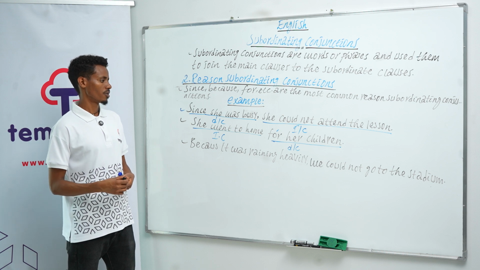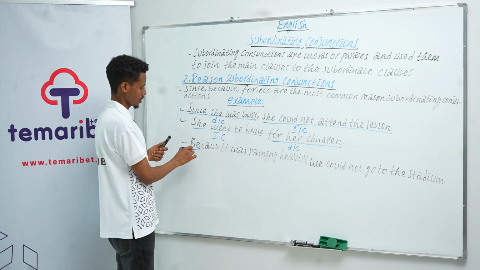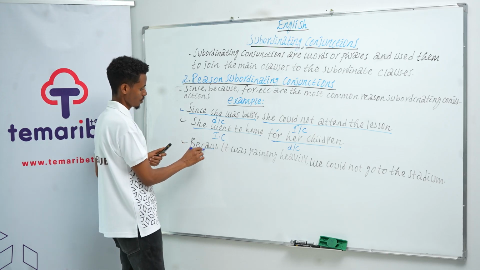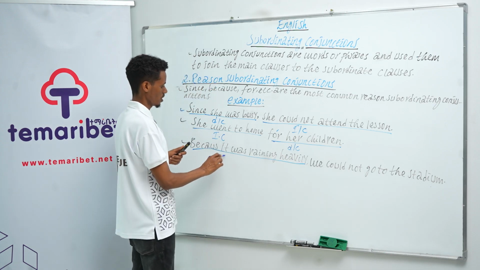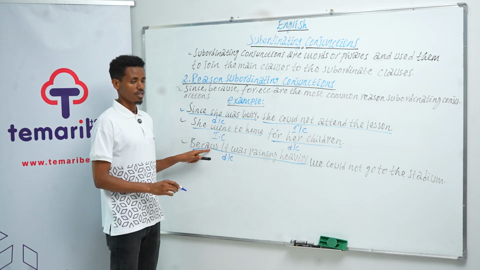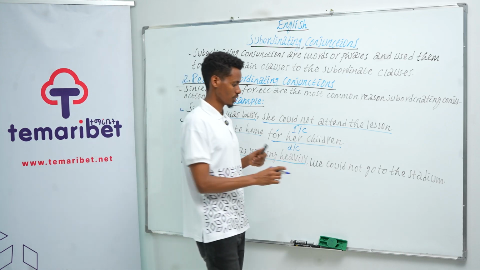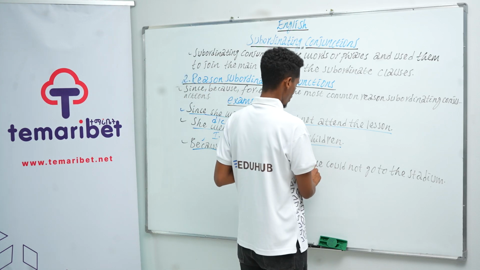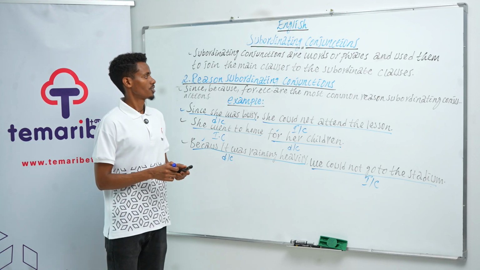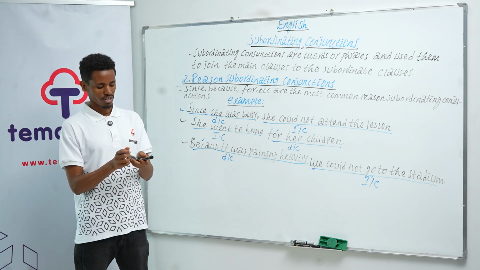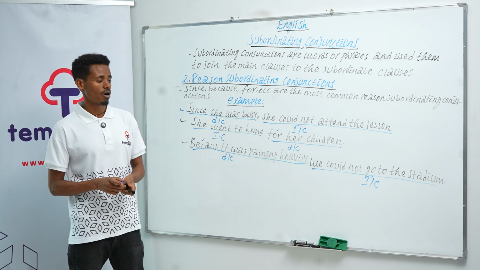The next example, because it was raining heavily, we could not go to the stadium. Here, why didn't we go to the stadium? Because it was raining heavily. Start from because up to the comma. This one is the dependent clause because the clause is introduced by a subordinating conjunction. And then the next one, we could not go to the stadium. This one is the independent clause. So we need to use subordinating conjunctions to refer to the reason of something.